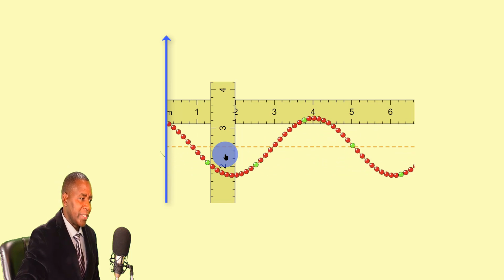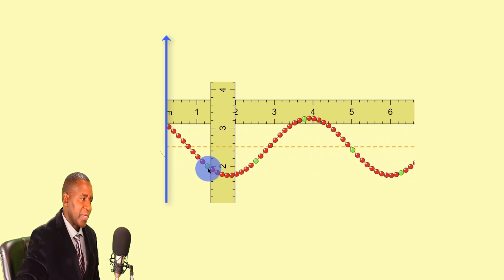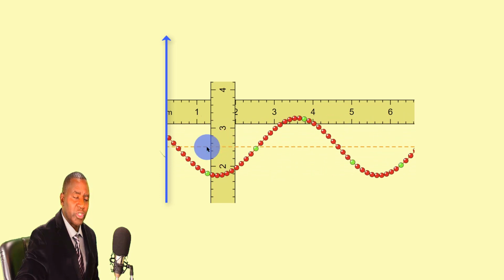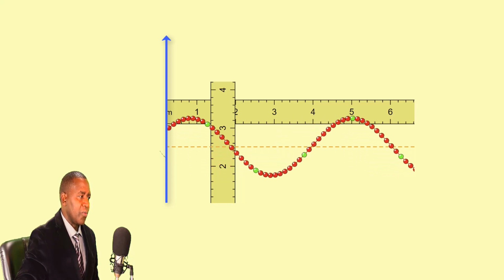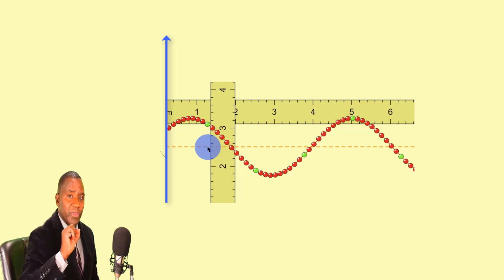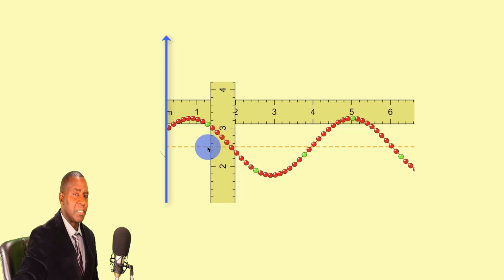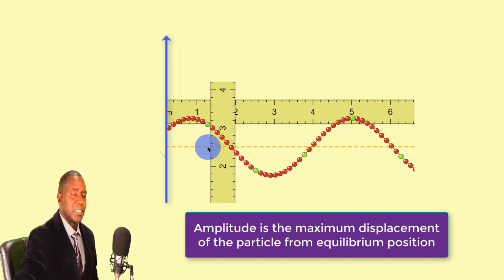Let me hold this ruler just next to the green particle here. You can see that that green particle is moving to and fro about its rest position. And of course, I want to freeze the motion so that now we can say the maximum displacement of this particle from equilibrium position is referred to as the amplitude of the wave. So that is the first point that you wrote down when it comes to properties of waves. Number one, amplitude. Amplitude is the maximum displacement of the particle from its rest position.